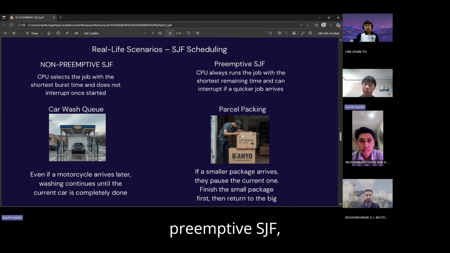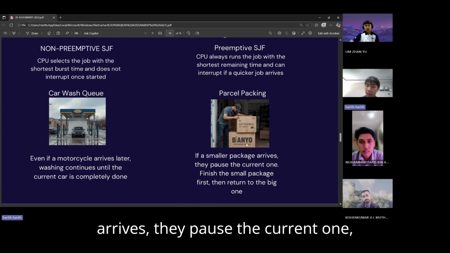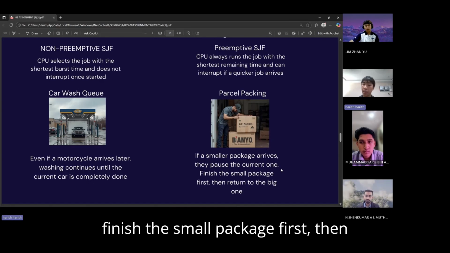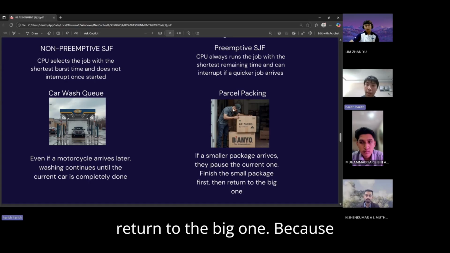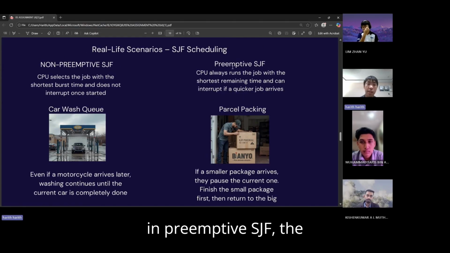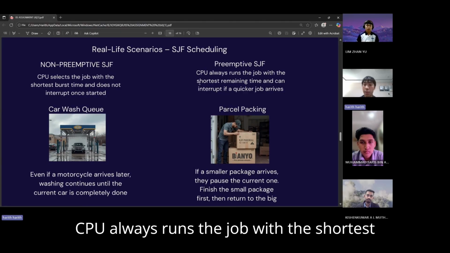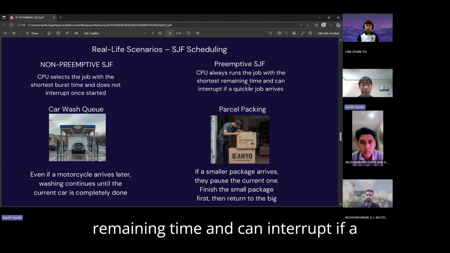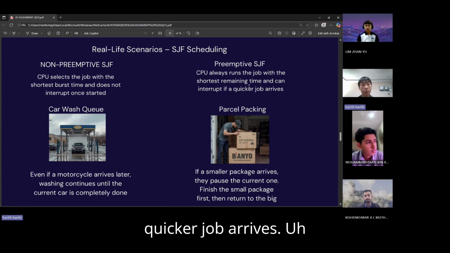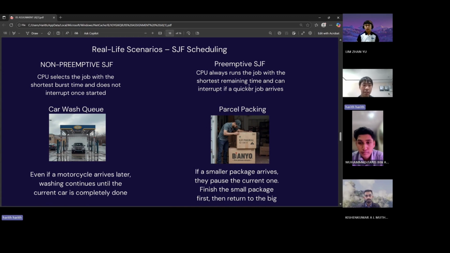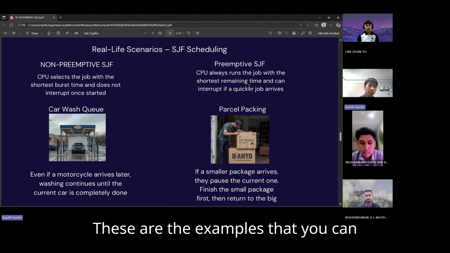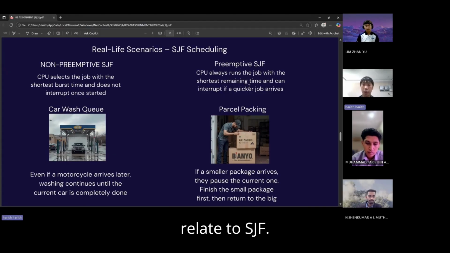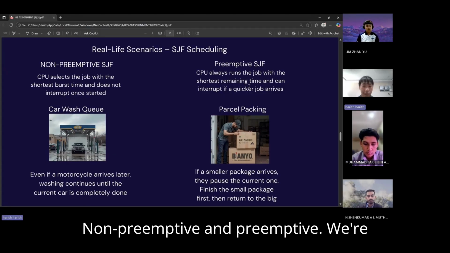But for the preemptive SJF, here's an example. Parcel parking. If a smaller package arrives, they pause the current one, finish the small package first, then return to the big one. Because in preemptive SJF, the CPU always runs the job with the shortest remaining time and can interrupt if a quicker job arrives. These are the examples that you can relate to SJF, non-preemptive and preemptive.